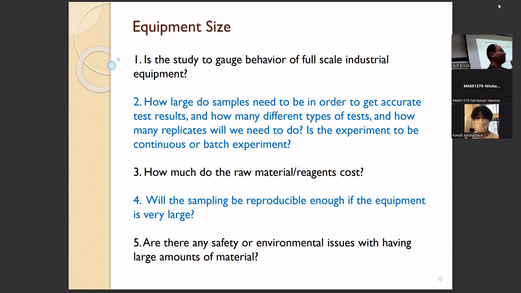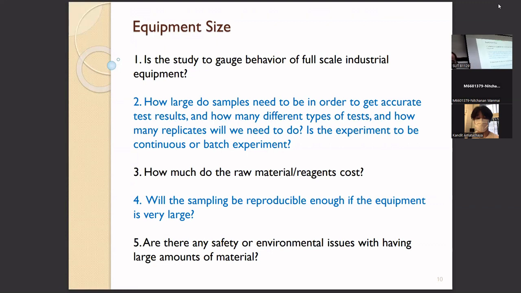If you do only two levels, low and high, it may also include center points, or axial points, or something like this. You can design your experiment based on how many data points you need from the experiment. And the cost of raw material and reagent has to be considered also.